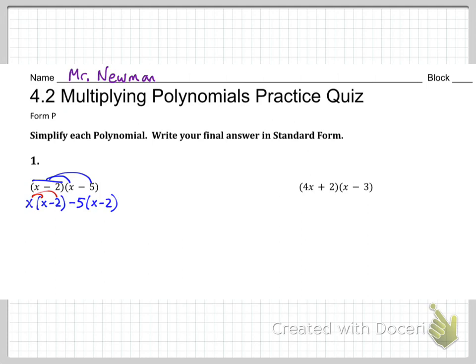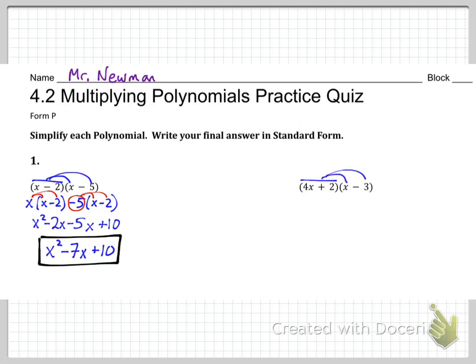So, distribute the x, you get x squared minus 2x. Distribute the negative 5, make sure you're not distributing 5, you're distributing negative 5. So make sure you carry that negative along with the 5. And this is what you get. Then we need to combine the like terms in the middle, negative 2x and negative 5x, and we get x squared minus 7x plus 10.